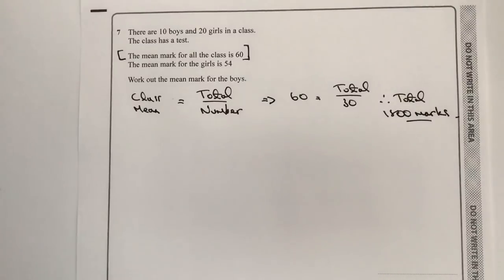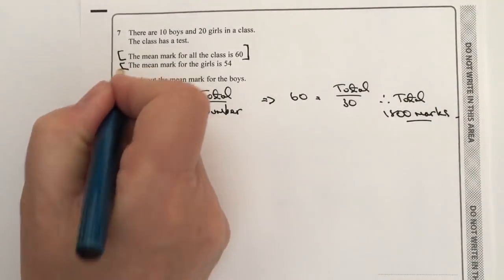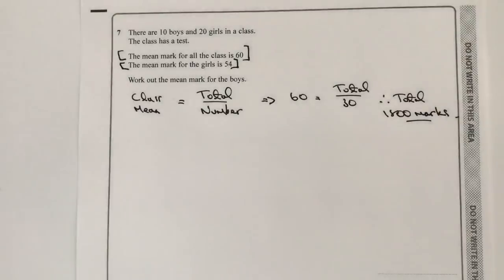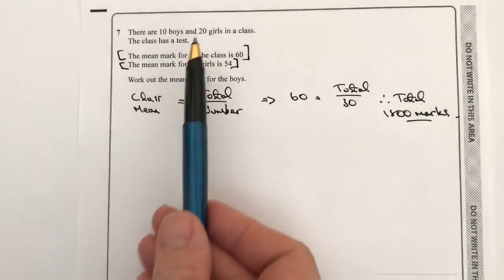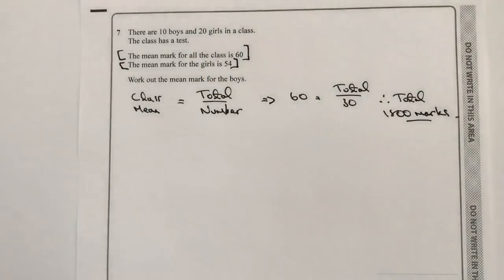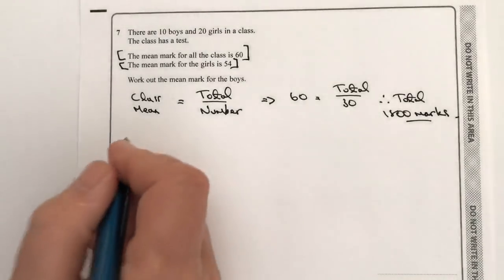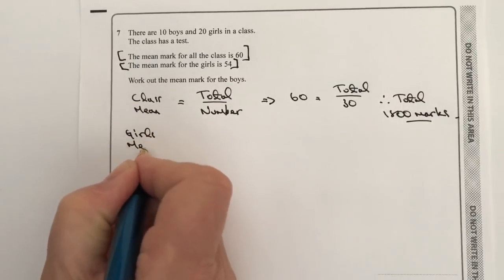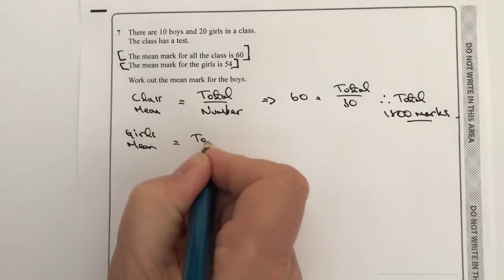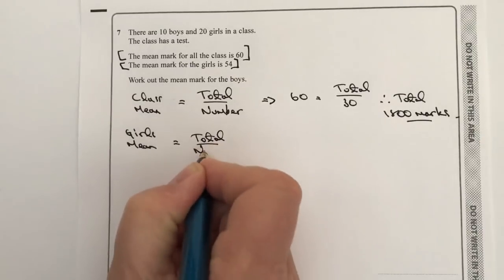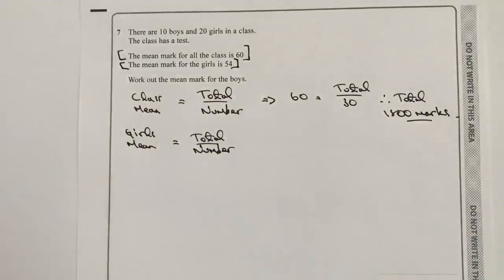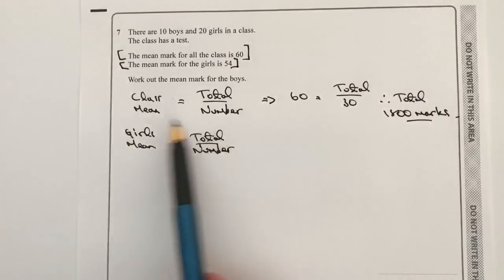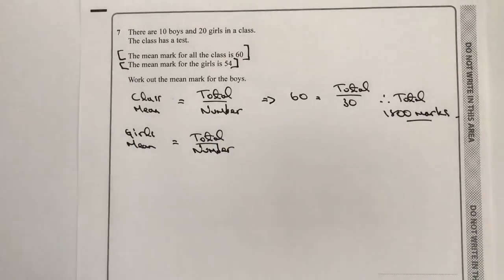Let's have a look then at the next bit of information it gives us: the mean mark for all the girls is 54. Well, that's great because I know there's 20 girls and I know their mean mark, so I can do exactly the same thing again. And rather than having class mean, I can work out the girls' mean. So that's going to be equal again to the total over the number. And I would always try to encourage you to keep writing these formulas. However you remember them, if you keep writing them, it's really going to help your revision and help you to remember it.